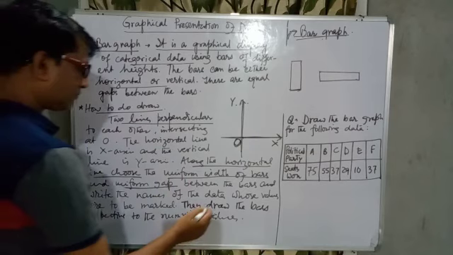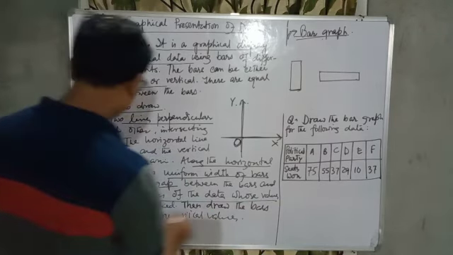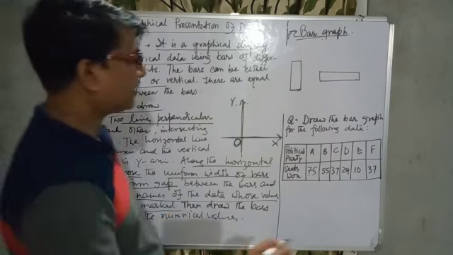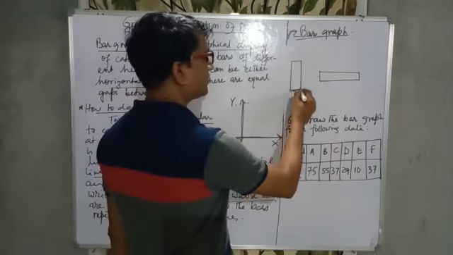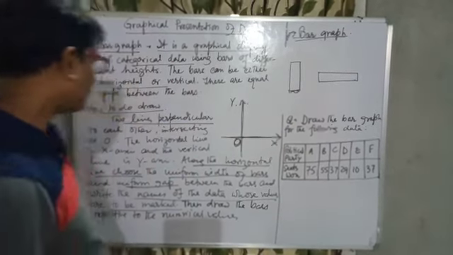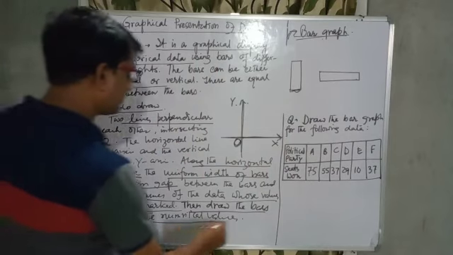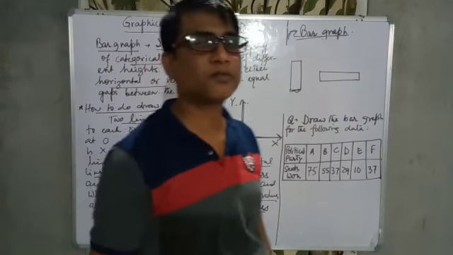Along the horizontal line, we write the names of the data whose values are to be marked, and then draw the bars respective to the numerical values.